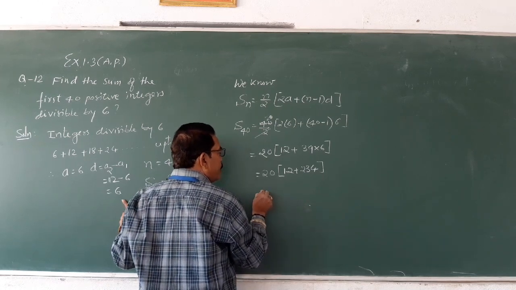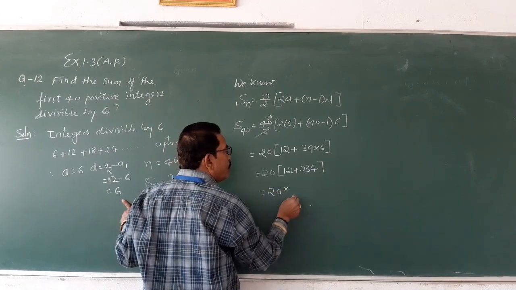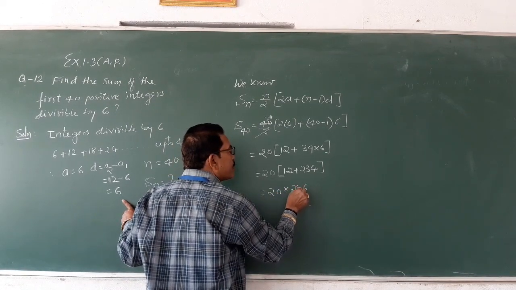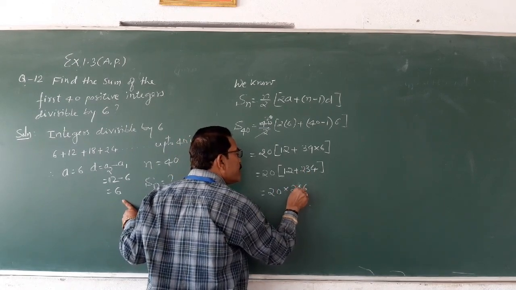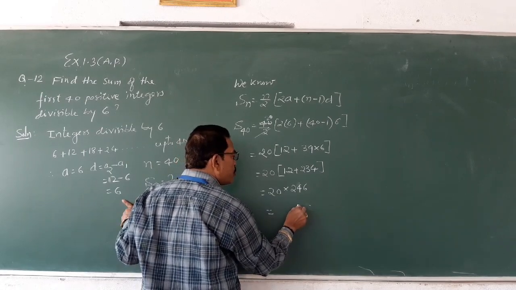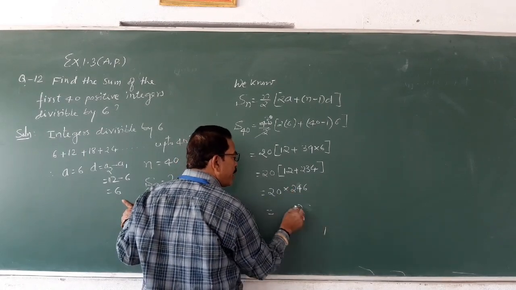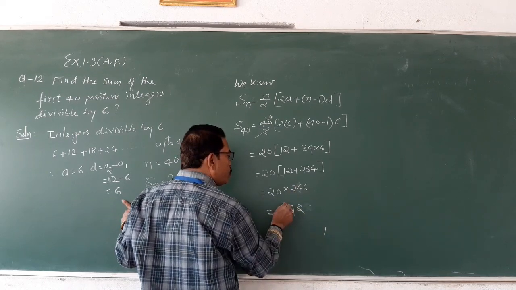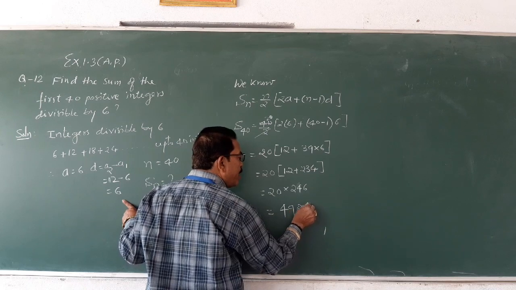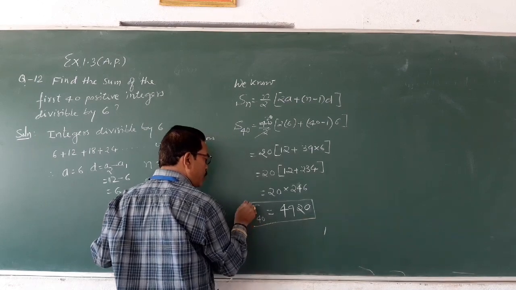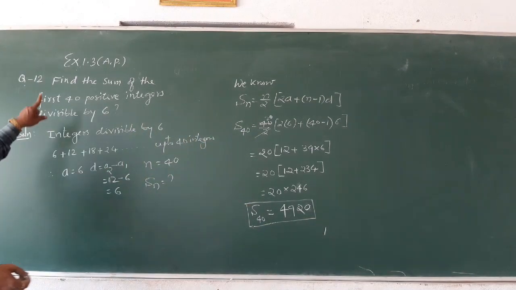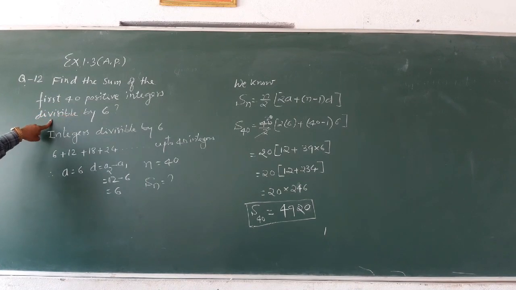234, then 20 into 246. Therefore 2 6s are 12, carry 1, 2 4s are 8 plus 1, 9, 2 2s are 4, 4920. So S40 equals 4920. The sum of the first 40 positive integers which are divisible by 6 is 4920. Okay, see the solution.